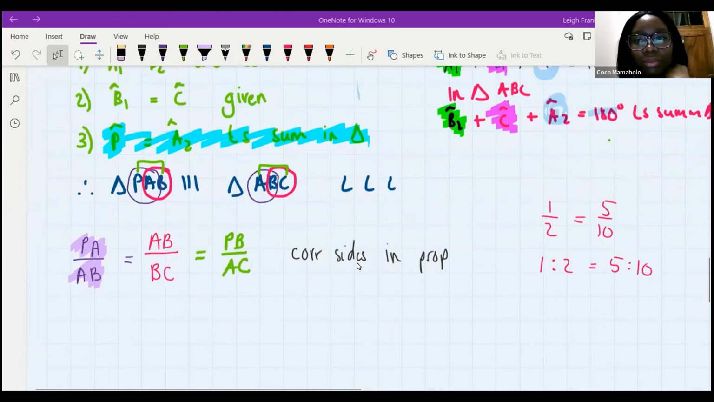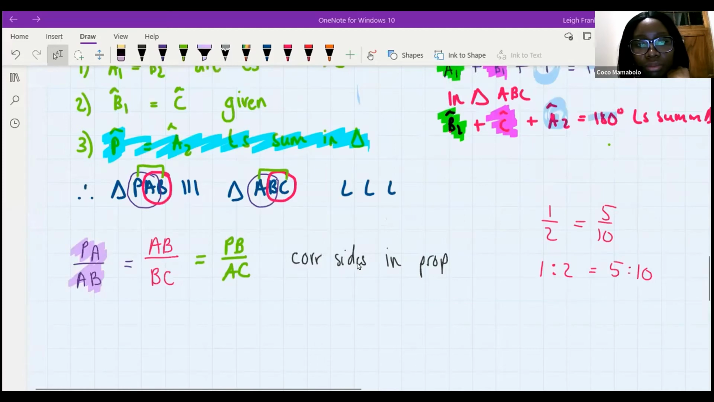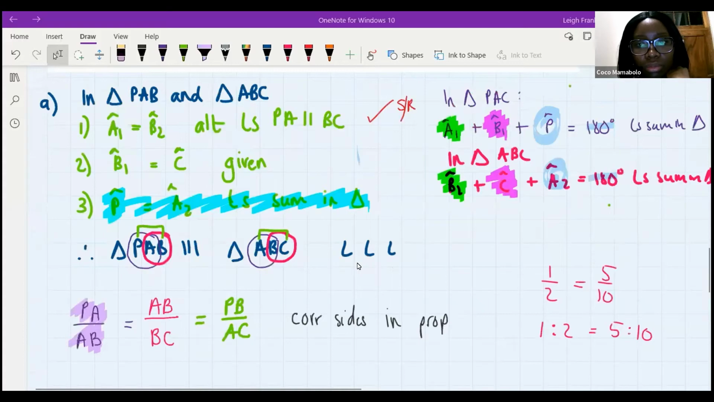Okay. So see, I've highlighted PA over AB in purple over here, and now I'm going to highlight the other two, PB and AC, the combination. And then what you can do is PA over AB is equal to PB over AC.